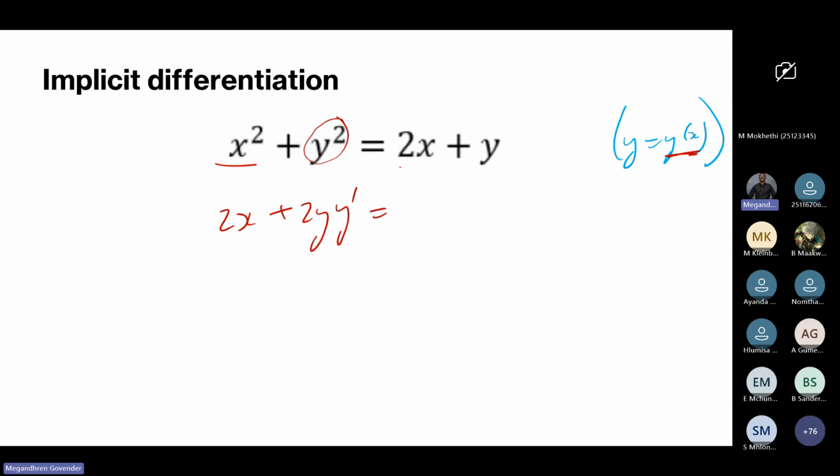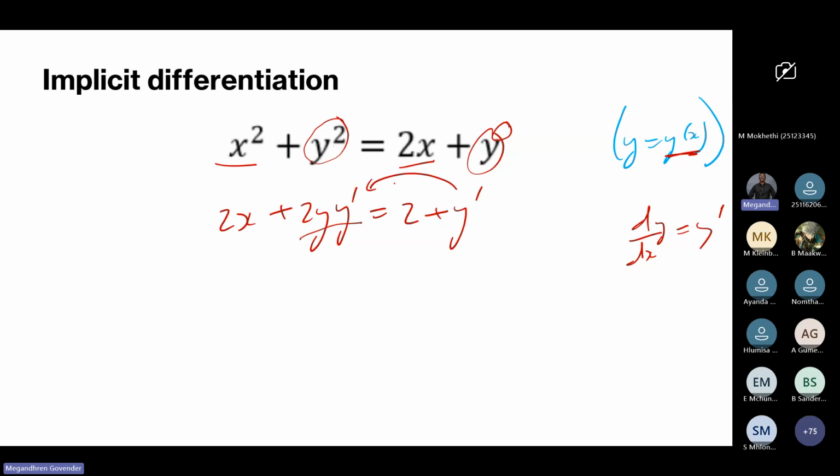What is d dx of 2x? 2. Right. What is d dx of y? Y prime. Would it be y prime, or just y prime? It'll just be y prime, correct. Is everyone happy y is just y prime? Because d dx of y squared is 2y prime, but there's no square here. It's just y prime. So how do I find y prime?